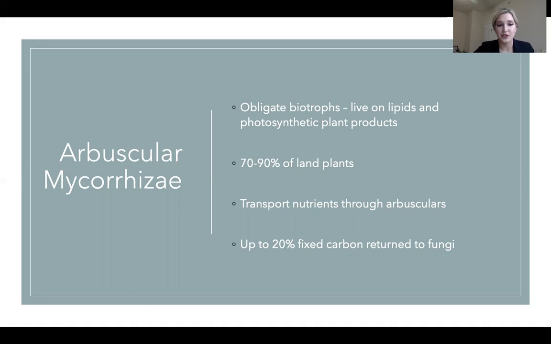Their job is to transport nutrients. They are called arbuscular mycorrhizae because they have little nodules that are called arbuscules, and that is where the nutrients flow from the fungi into the roots. And like I said, it's symbiotic. So in return, up to 20% of the fixed carbon that the plant fixes returns back to the fungi.